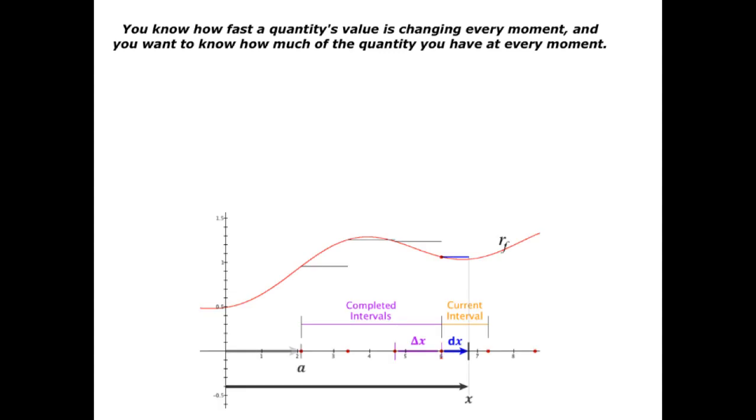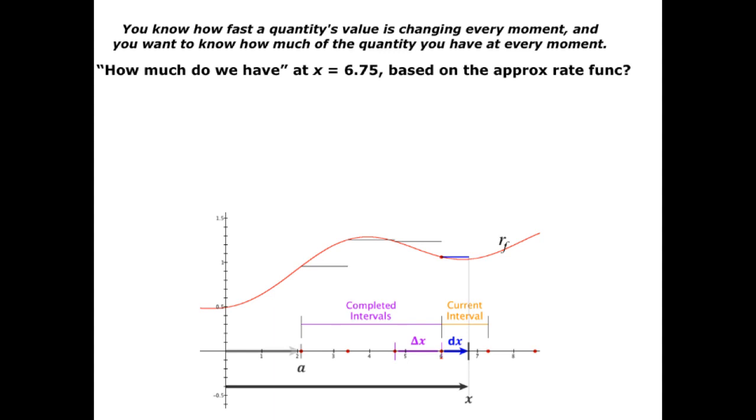Alrighty, here we go. You know how fast the quantity is changing at every moment, the exact rate of change. We want to know how much we have at every moment, which is exact accumulation. Here's a snapshot from what we just saw. We're going to let a be this value just a little greater than 2, and x, the current value of x, be something just a little bit less than 7. Our image is x increasing through the intervals, but we're going to pause it and work on the paused situation.